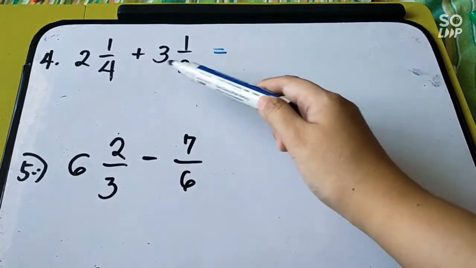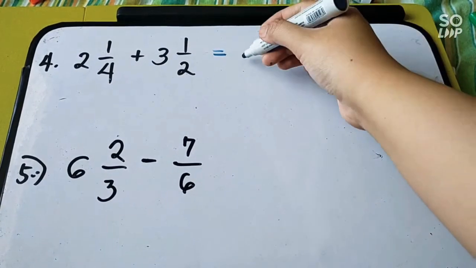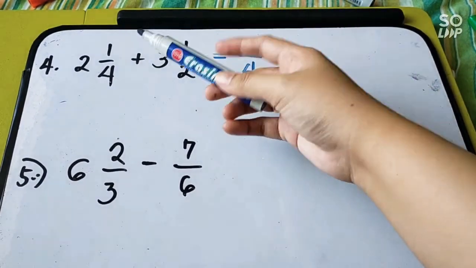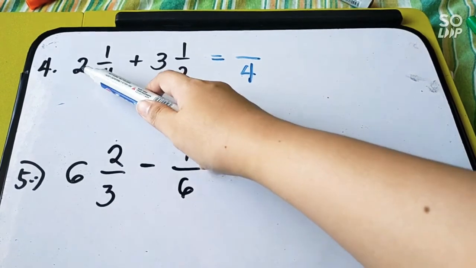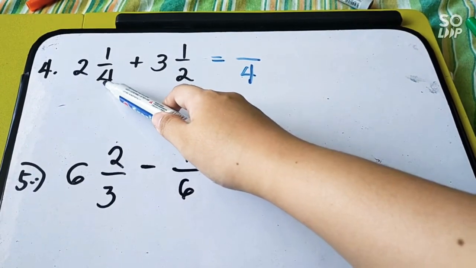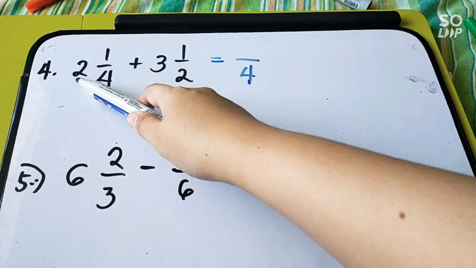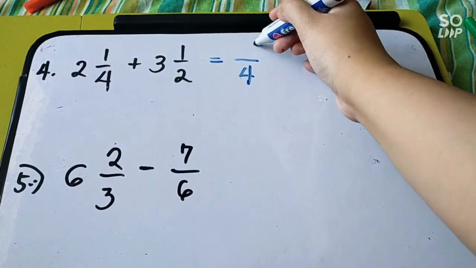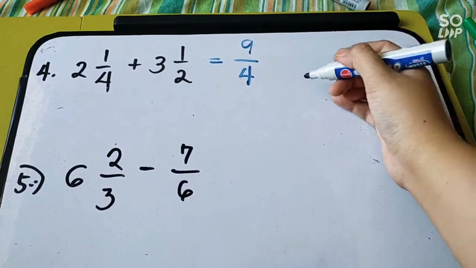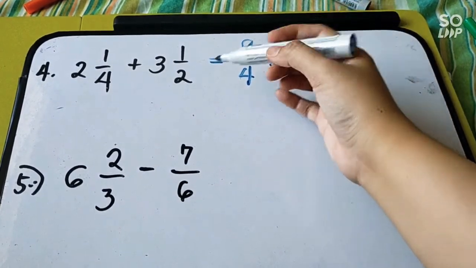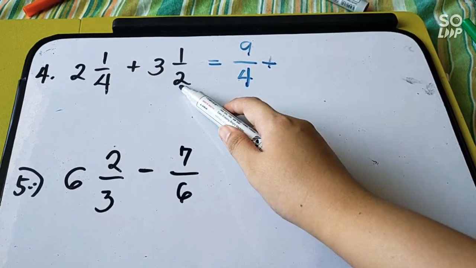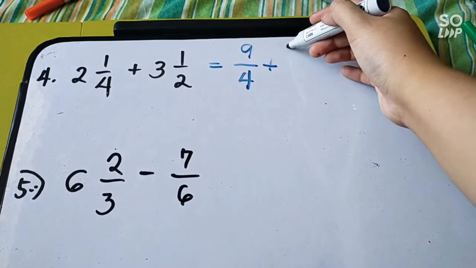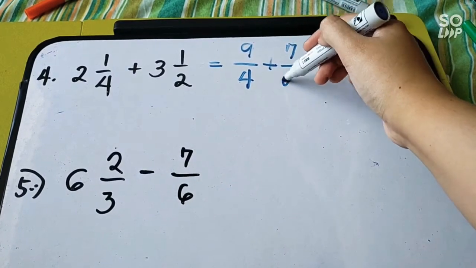Pero kopyahin nyo pa rin yung denominator niya. So, let us copy the denominator, which is 4. So, for us to have the numerator, multiply the denominator times the whole number, which is 4 times 2. The answer is 8. Then, add the numerator. 8 plus 1, the answer is 9. So, right here, 9. Ganun lang. Then, plus. Change it into improper fraction. 3 times 2, the answer is 6. 6 plus 1, we have 7 over 2.